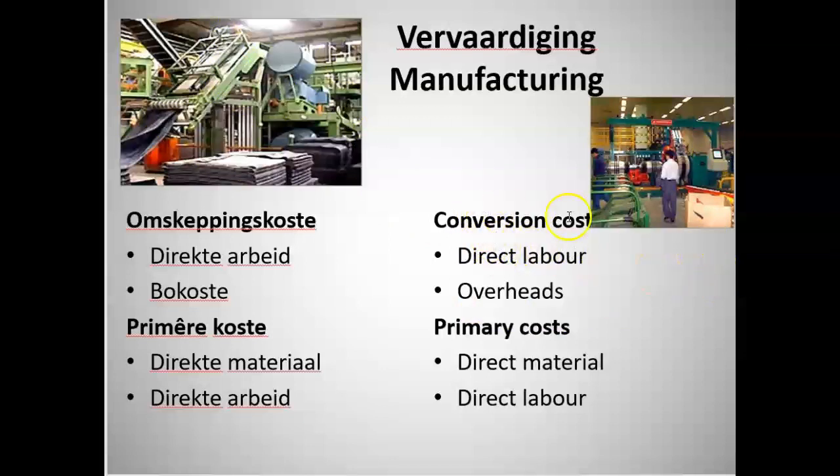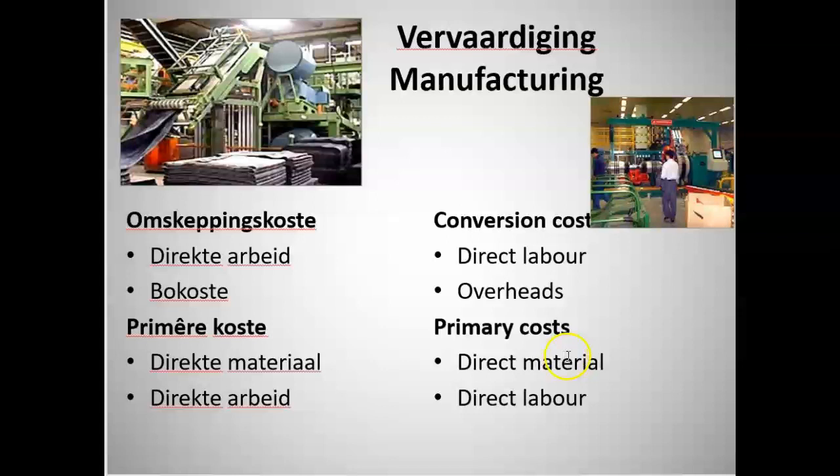So what do I convert? I convert my raw material. So what is my conversion cost? My direct labor and my overhead, all the costs that I incur in order to convert the raw material into my final product. What is my primary cost? Guys, just the word primary cost. What does primary mean? Most important. Number one, direct material and direct labor. That is my primary cost.